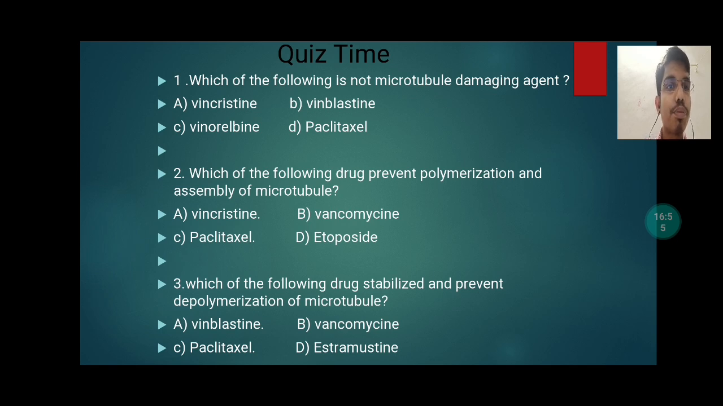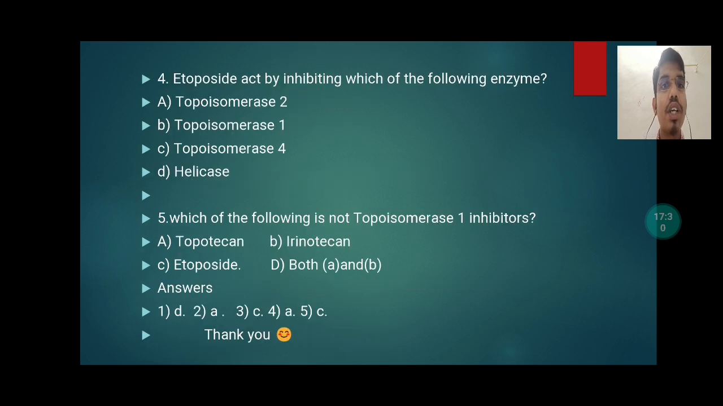So the answer is D. Which of the following drugs prevents the polymerization and assembly of microtubule? Polymerization and assembly of microtubule is prevented by vincristine, which is a vinca alkaloid. Which of the following drugs stabilizes and prevents the depolymerization of microtubule? These drugs are paclitaxel. Paclitaxel is a taxane which stabilizes the microtubule. Okay, the option is C. For question number 3, the answer is C.